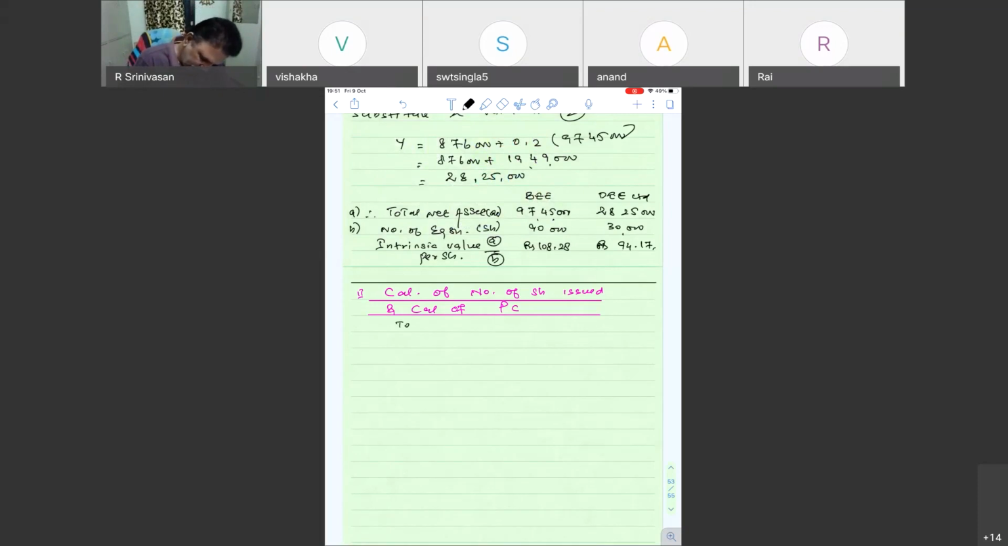Number of shares. Shares in D Limited. How many shares are there? Total number of shares of D Limited are 30,000 shares.